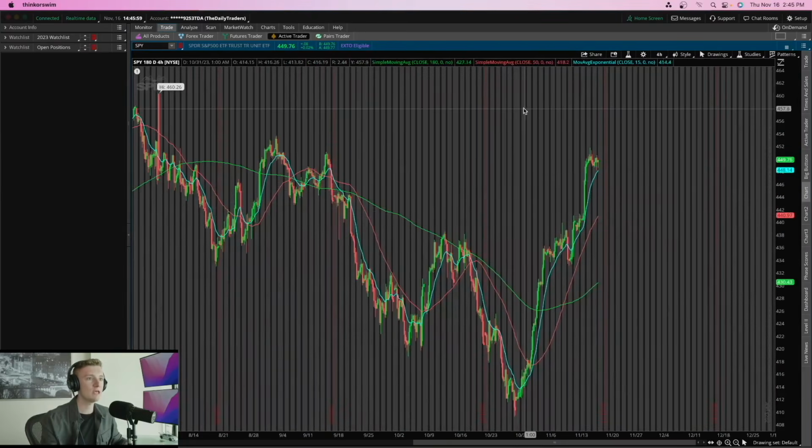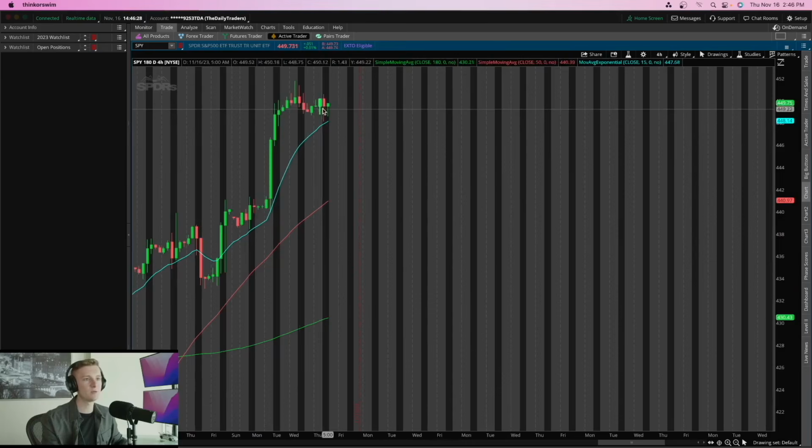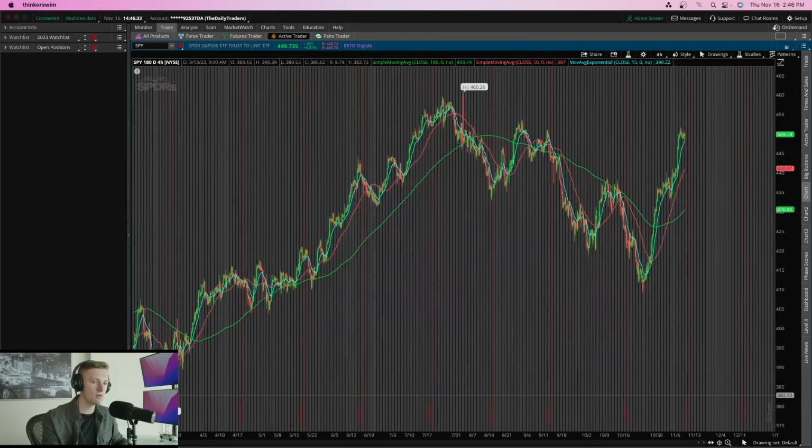We've got our 3 moving averages. We've got the 180-day SMA, which is green. We've got the 50-day SMA, which is red. And we've got the 15-day EMA, which is blue. We've got our 2 watch lists set up, and we're on the 4-hour time frame, looking back over the last 180 days. So each candlestick represents 4 hours of time. And if we zoom all the way out here, we can see back 180 days.